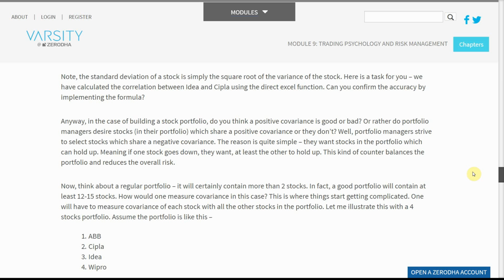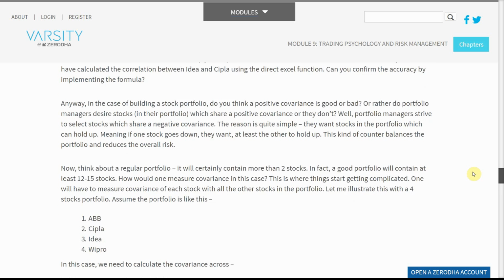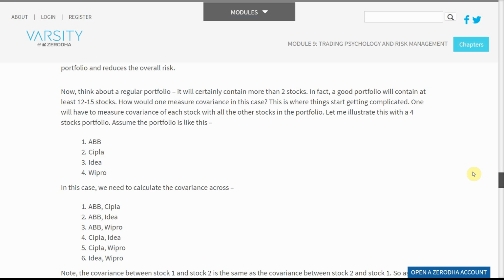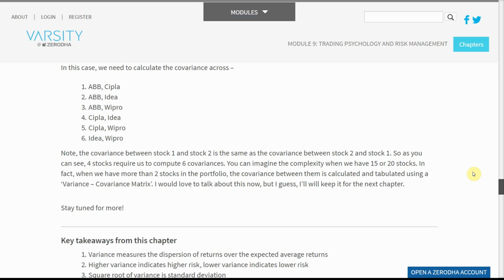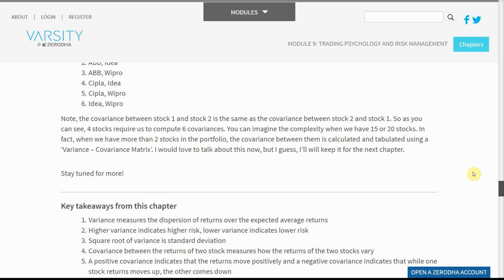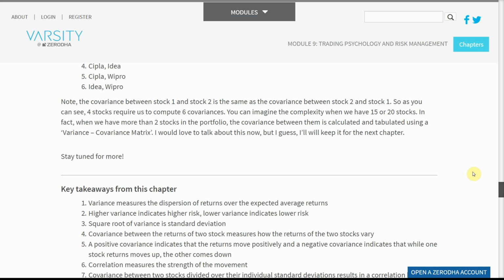Let me illustrate this with a 4 stocks portfolio. Assume the portfolio is like this: AB, Cipla, IDEA, Wipro. In this case, we need to calculate the covariance across AB and Cipla, AB and IDEA, AB and Wipro, Cipla and IDEA, Cipla and Wipro, IDEA and Wipro. Note: the covariance between stock 1 and stock 2 is the same as the covariance between stock 2 and stock 1. So as you can see, 4 stocks require us to compute 6 covariances. You can imagine the complexity when we have 15 or 20 stocks.